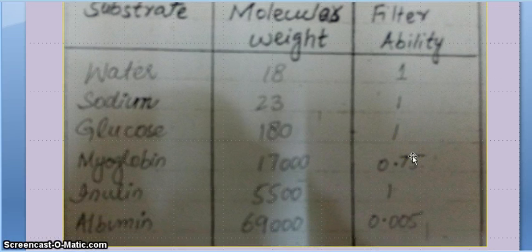Myoglobin is a protein, and it has 0.7% filterability, while insulin, which is a hormone, has 1% filterability. Albumin is a protein, and it has 0.05% filterability compared to water. The molecular diameter of albumin is 6 nanometers, whereas the pores of the glomerular membrane are about 8 nanometers. It means the size of the pore is smaller compared to the size of the protein.